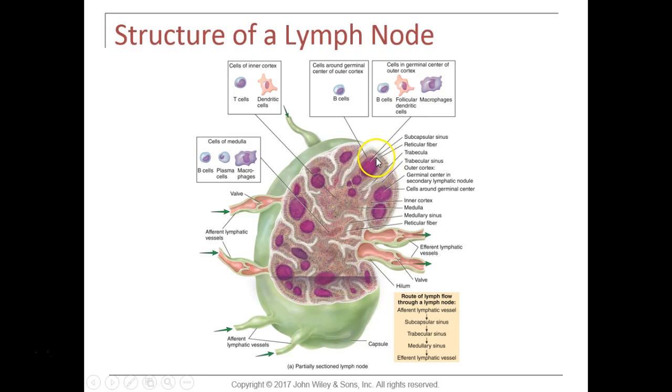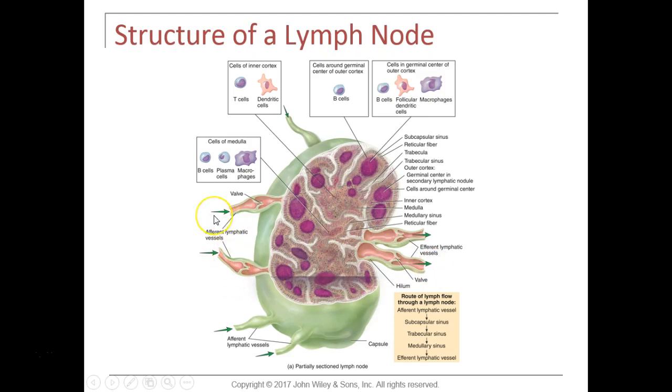So the fluid flows through there, enters the inner cortex through the lymphatic nodules. We then have the lymph flow through what we call the medulla region, the medullary region, which is in the middle, and then it flows out via efferent lymphatic vessels. So the lymph always flows in an afferent vessel through the outer and inner cortex, through the medullary region, and then out through the efferent lymphatic vessel.